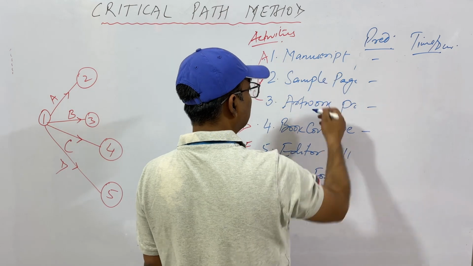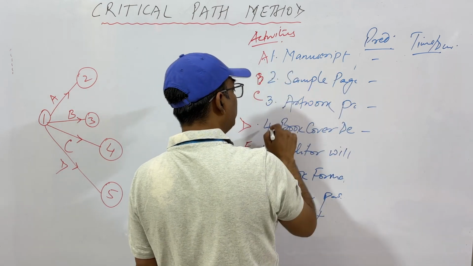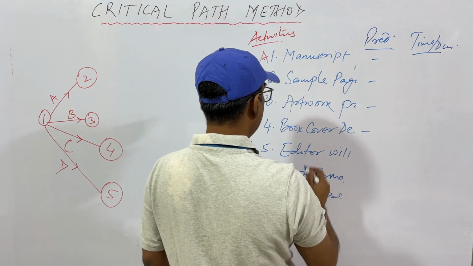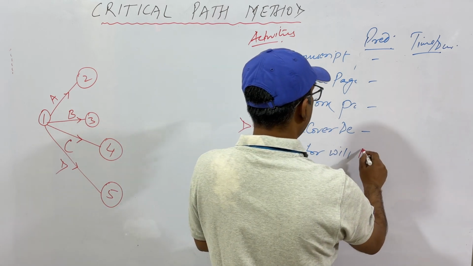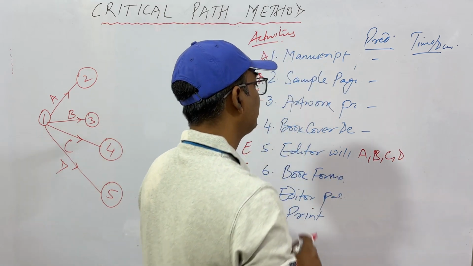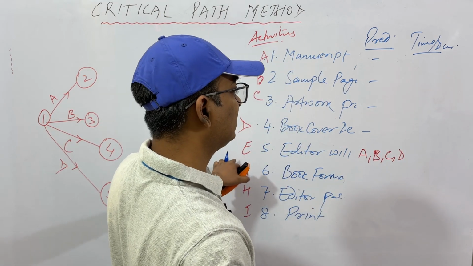But the editor will pass this only when these four have been done. Until then, the editor cannot pass this. So the predecessors here, which I'm writing in red, will be A, B, C, D. These activities need to be done before activity E is done.